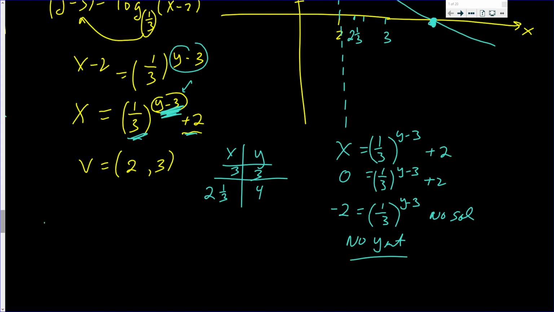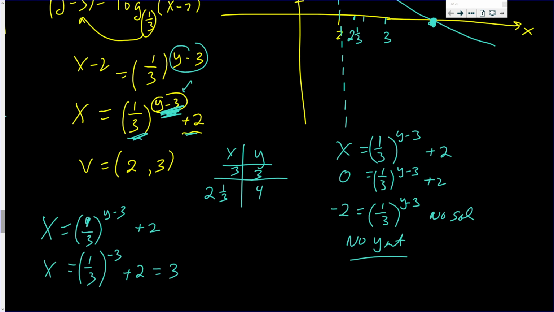Let me do it here, please. We have x is equal to 1/3 to the y minus 3, plus 2. Well, if y is 0, we get 1/3 to the 0 minus 3, which is negative 3, plus 2. But that's 3 cubed plus 2. 3 cubed is 27 plus 2 is 29. So that's 29.